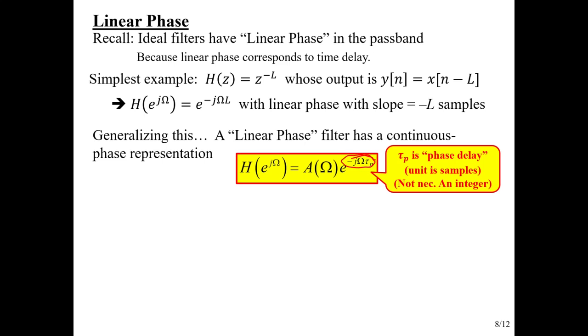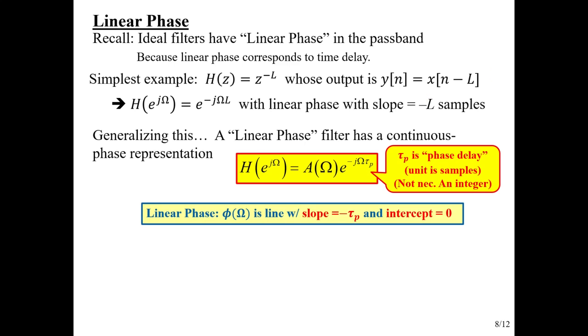Omega is in radians per sample, so tau sub p must be in units of samples. And so that tau sub p is the phase delay. And up here, we thought about it as an integer number of sample delay, and so the slope was an integer number of samples. But in general, this tau sub p does not need to be an integer number of samples. So that's interesting, and we'll see that over and over throughout the course.